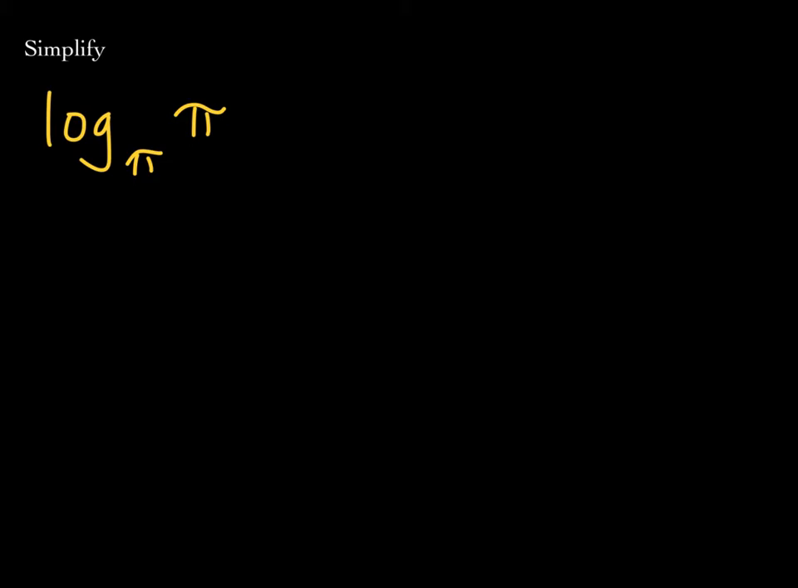The first one here is log base pi of pi. Now don't let pi throw you off. It's just a number, right? So log base pi of pi. Now please remember that a logarithm is an exponent. So they're asking you here, to what exponent do you have to raise pi, that's your base, in order to get your argument, which is pi, right? To what exponent do I raise pi in order to get pi?